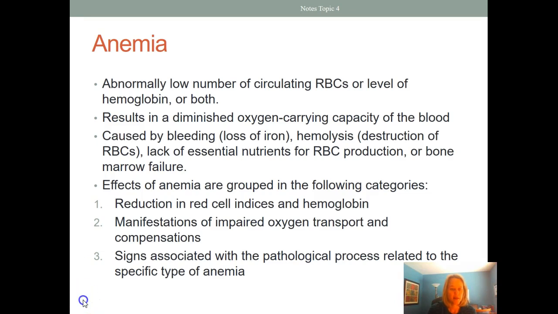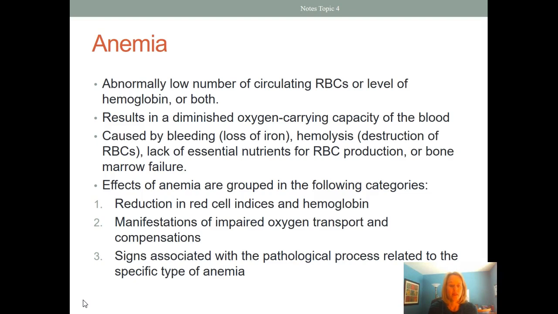Okay, let's talk about anemia. Anemia refers to an abnormally low number of circulating red blood cells or level of hemoglobin or both. And this is going to result in a diminished oxygen carrying capacity of the blood. This can be caused by bleeding, in which we lose iron. Remember, most of the body's iron stores are found in hemoglobin in the red blood cells. Excessive hemolysis, that's destruction of red blood cells. A lack of essential nutrients for red blood cell production, such as amino acids and B vitamins, or bone marrow failure.